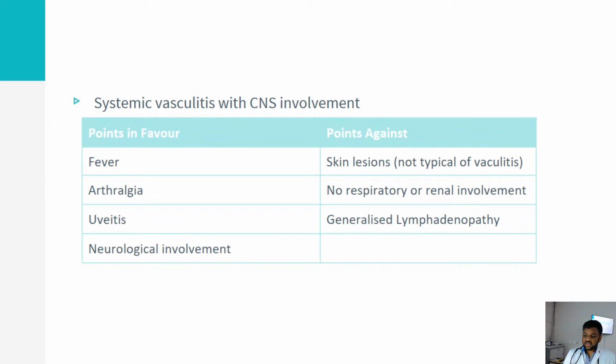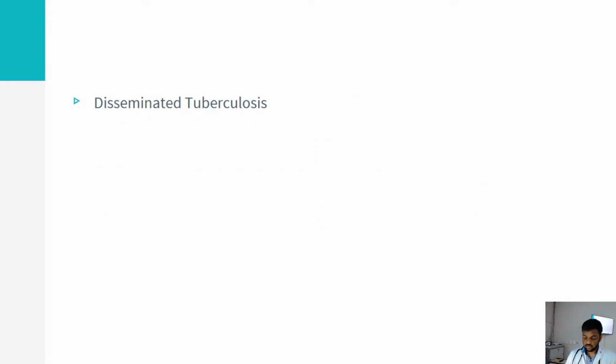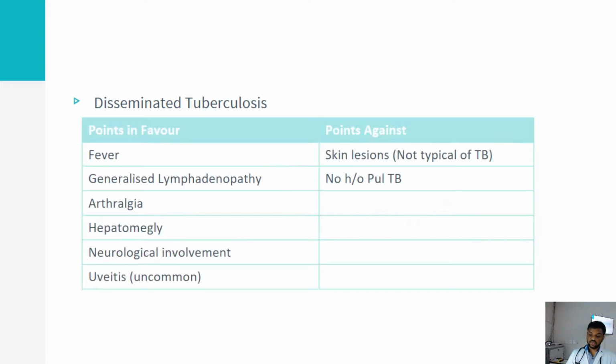So, on systemic vasculitis, fever, arthralgia, uveitis, or neurological involvement can be present, but skin lesions not typical of vasculitis were more suggestive of infective etiology, with no respiratory or renal involvement, and there was generalized lymphadenopathy, which is very uncommon in vasculitis syndrome.